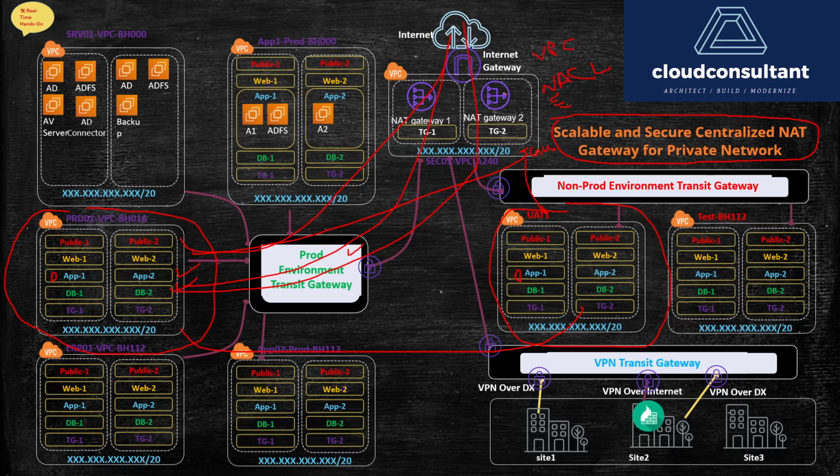For these VPCs residing in the network account, the logs will capture all the traffic going from here to there. We can also enable a Transit Gateway log. Transit Gateway also supports logs, so whatever traffic comes into the Transit Gateway gets logged as well. So I think this is more of a theoretical session on how to secure a decentralized NAT gateway from a private network.